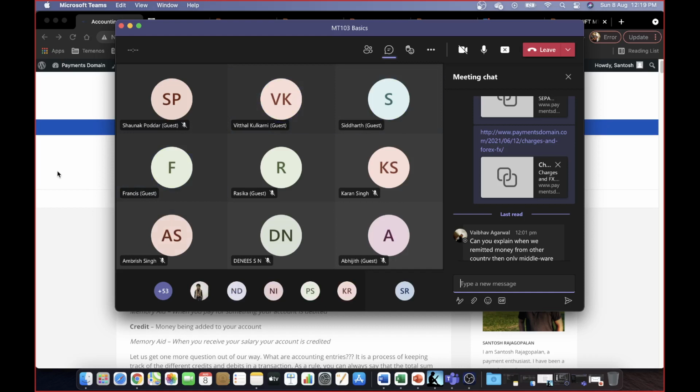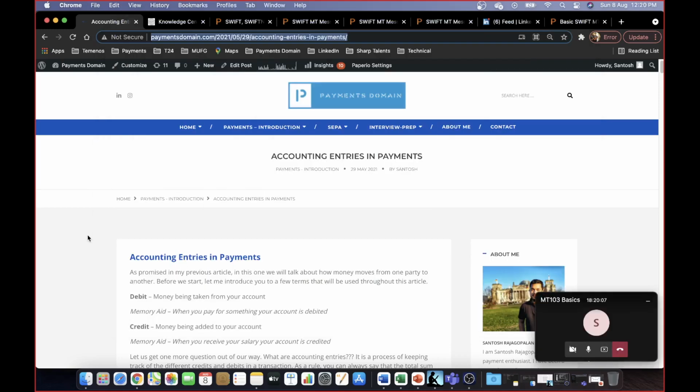Okay. When there is a link, Santosh block is there, payments domain. If you go there, you will find all these articles there itself. In case the chat is visible to you. Yeah, so it's payments domain, http paymentsdomain.com.